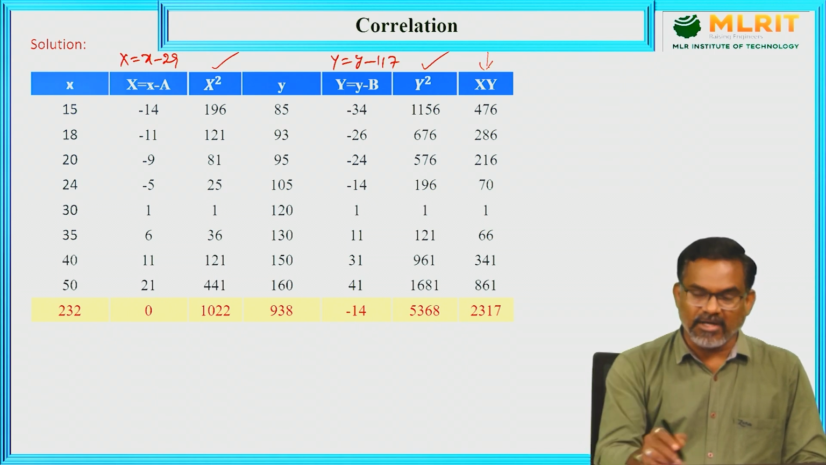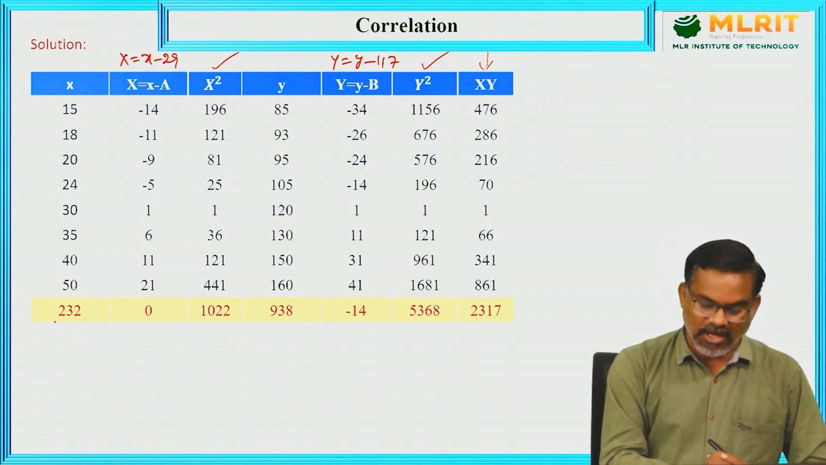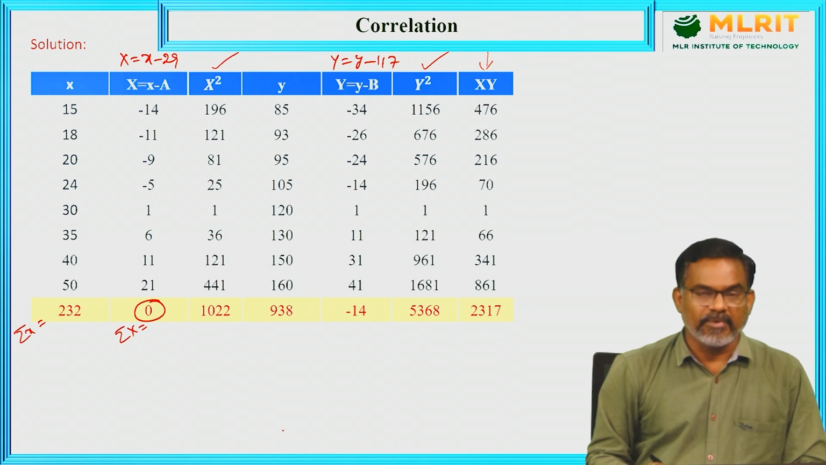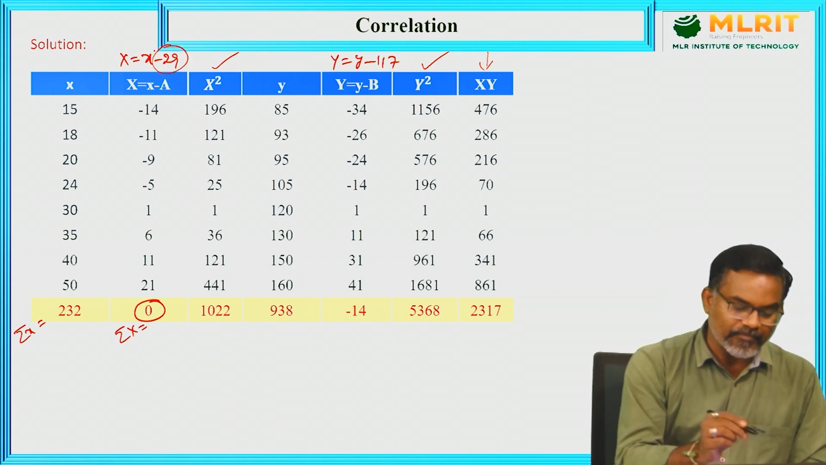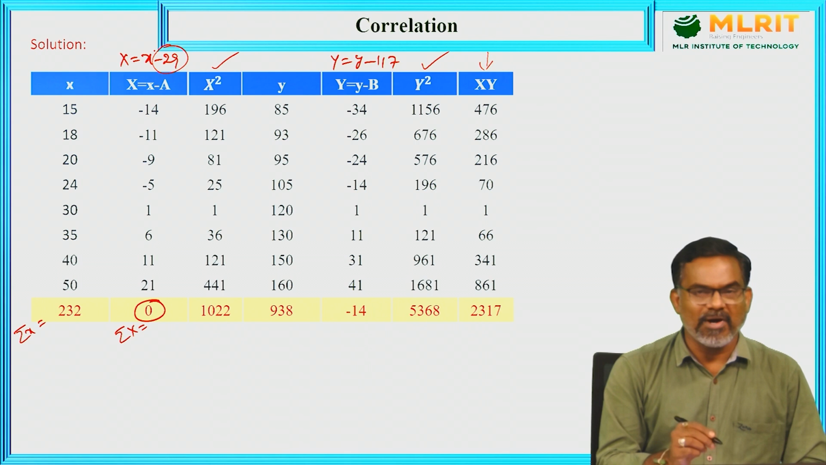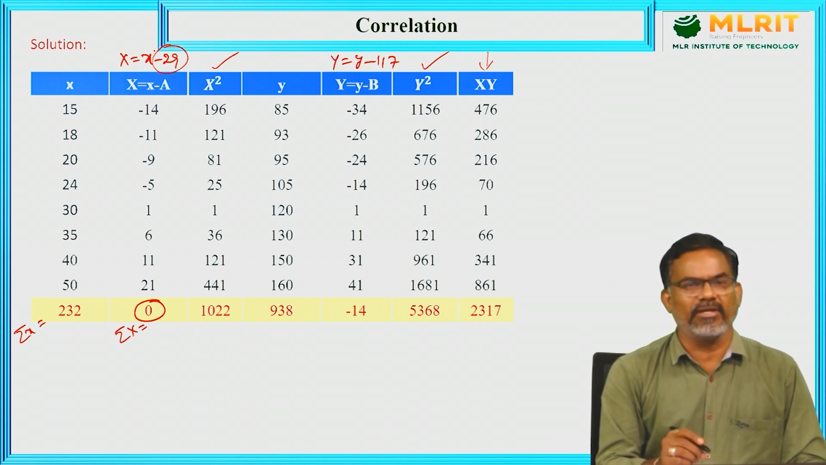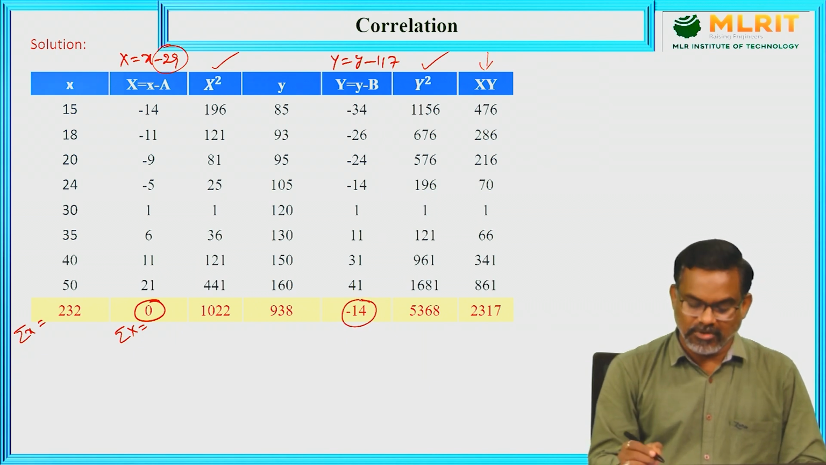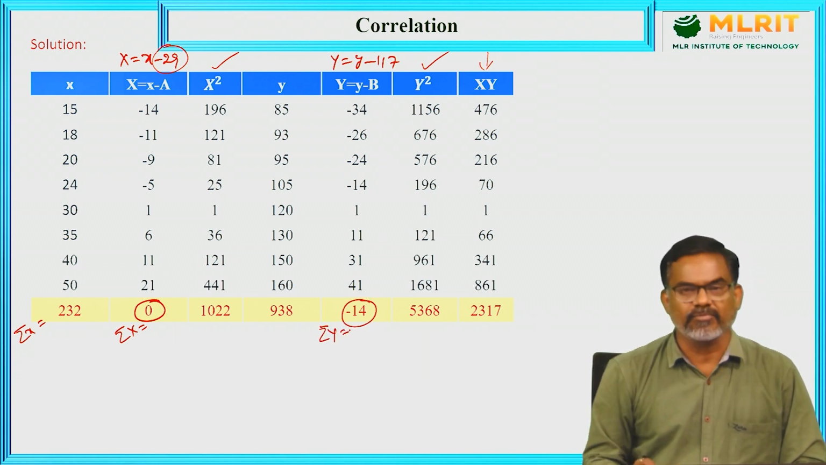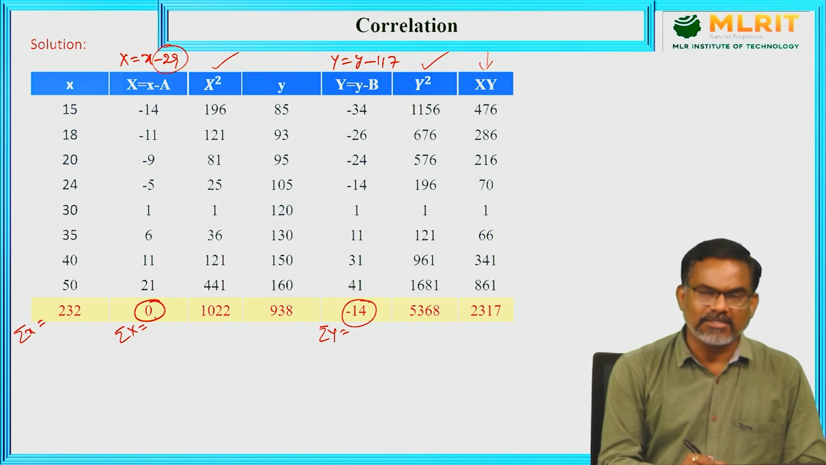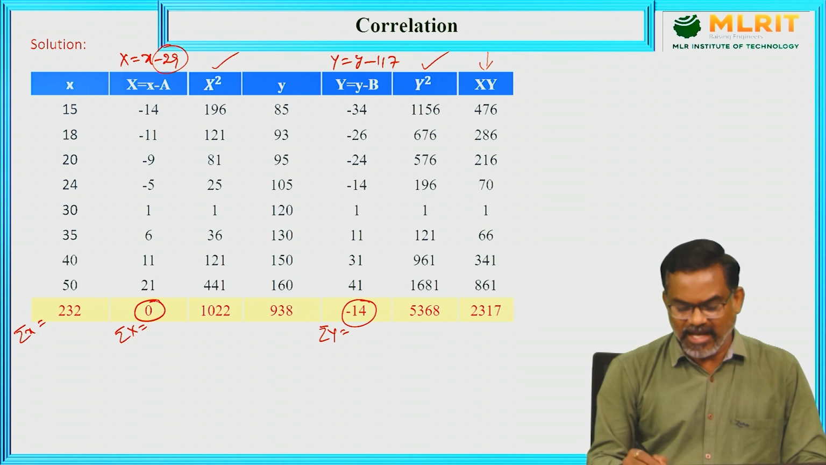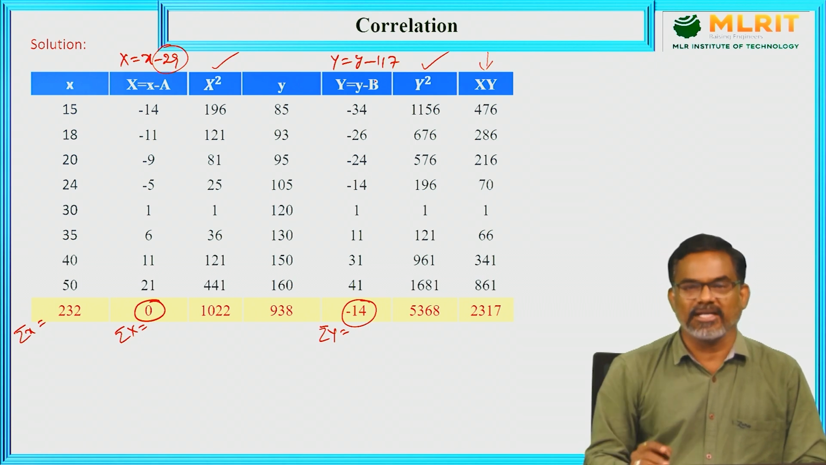So, here the totals are given in the last row. This is sigma small x and this is sigma capital X. Here sigma capital X is 0 because we are using the actual mean 29 itself. So, the sum of the deviations of the observations from the mean will always be 0. If we are using assumed mean, we won't get 0. So, here sigma capital Y is minus 14, since b is the assumed mean.